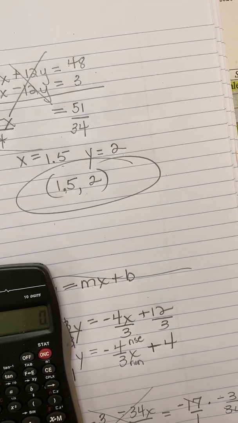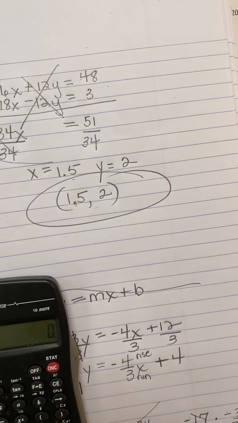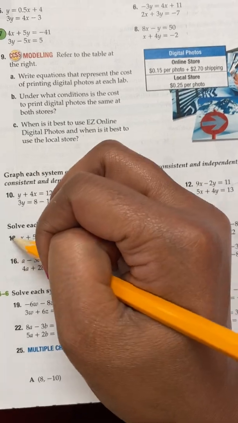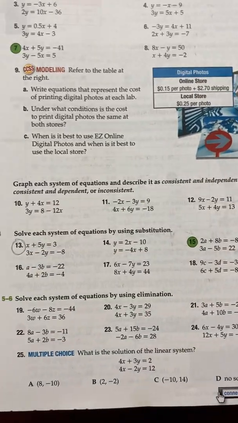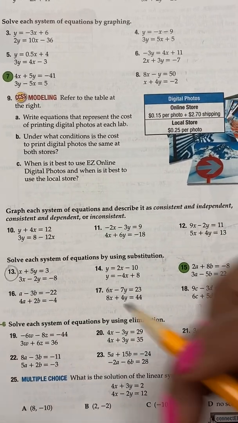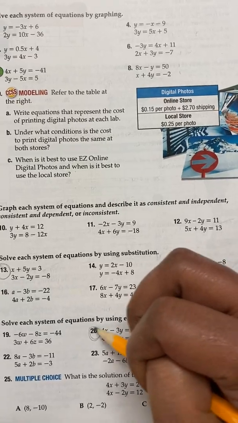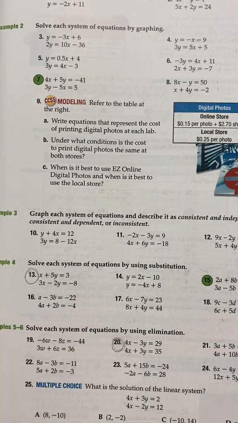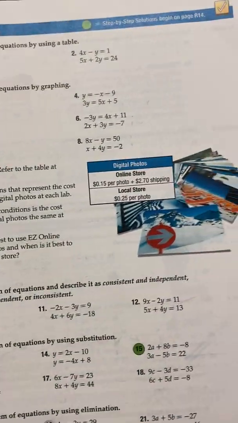So I am determining which problems I want you to practice with, and we're going to do 13 through 20. I'm liking 13 through 20 on that one. I'm flipping the page over.